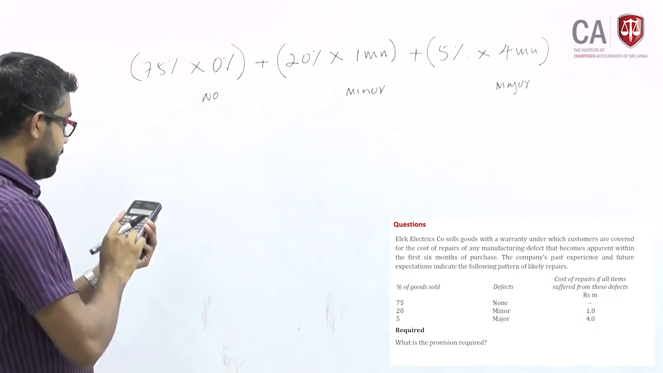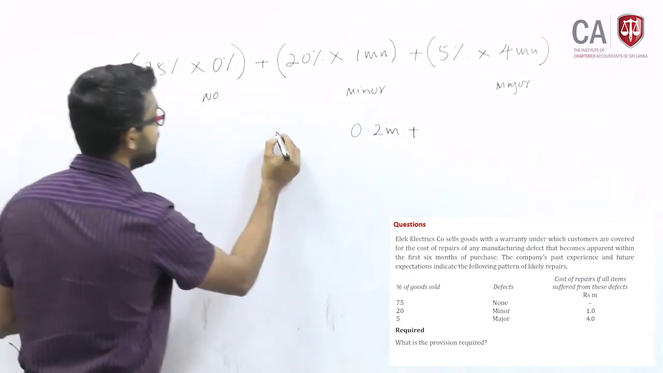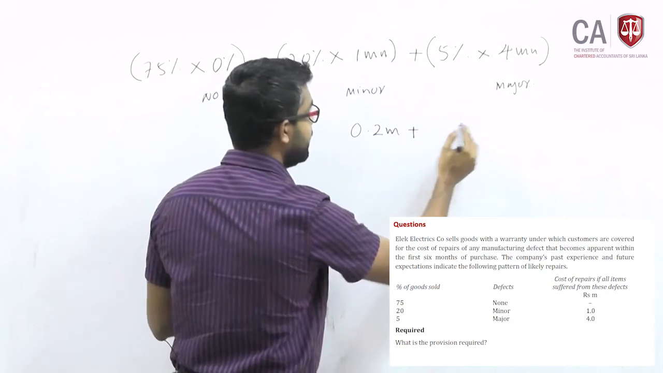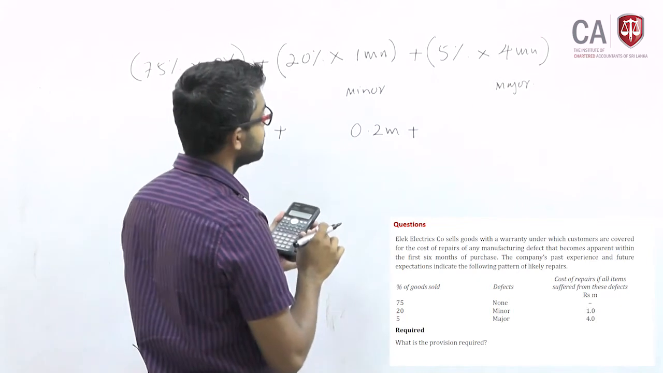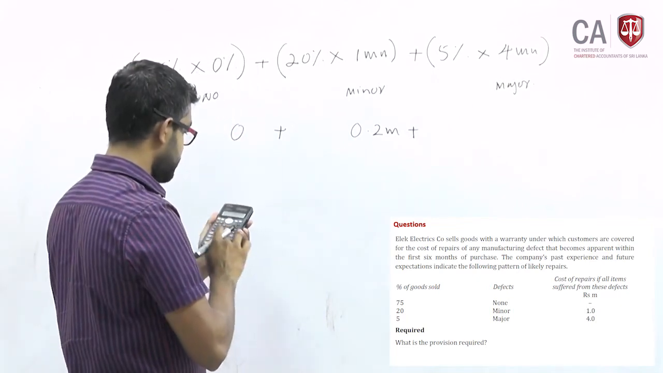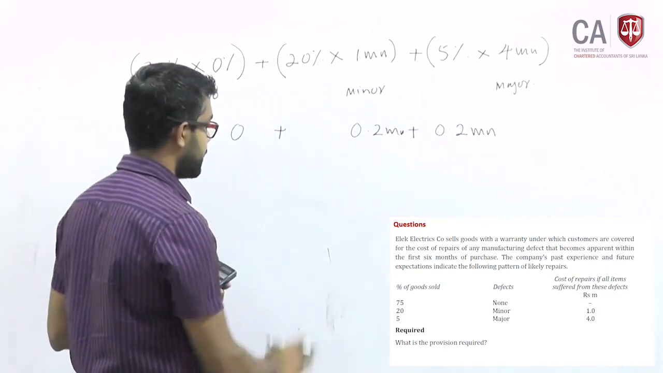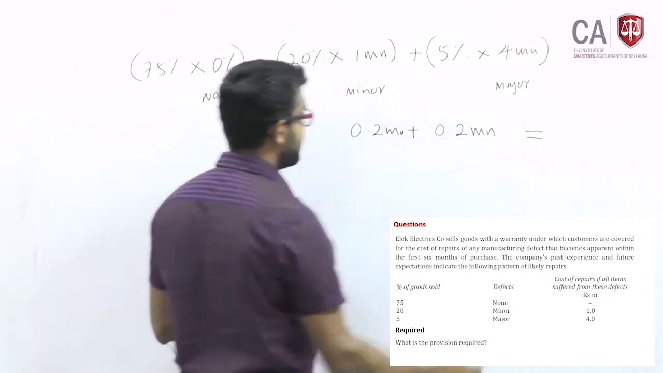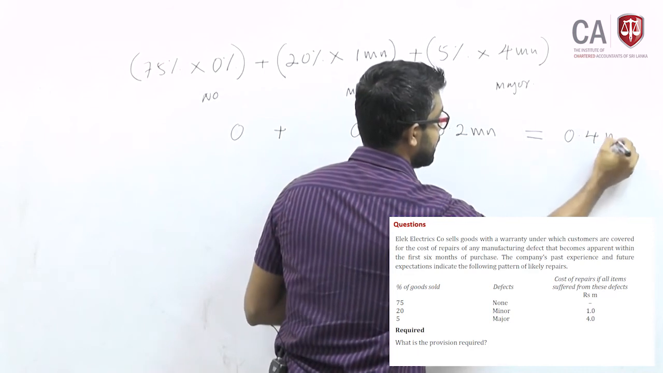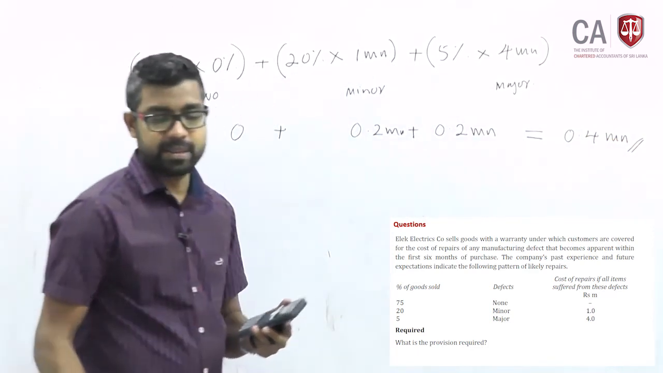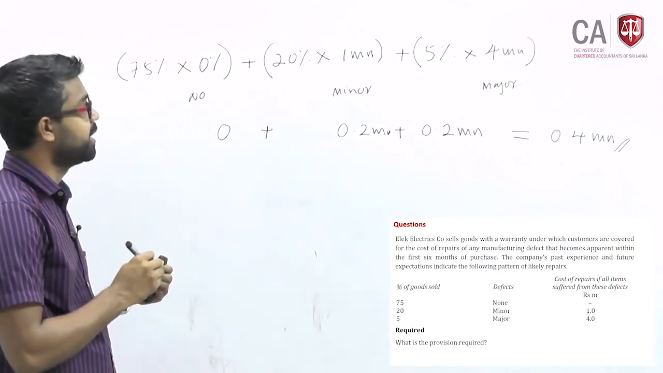20% into 1 million, 0.2 million. Here 0. Here 5% into 4, 0.2 million, right? So altogether the expected value is 0.4 million. This is the amount you should recognize in the financial statement as what? Provision. Simple calculation, expected value method.